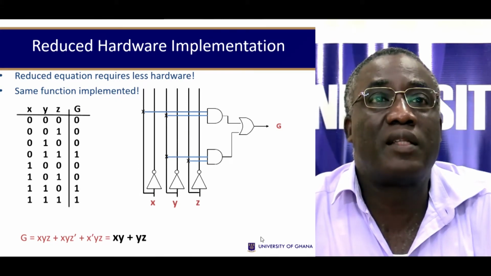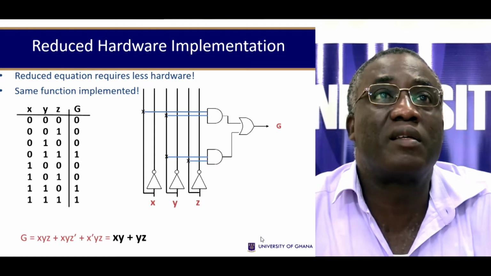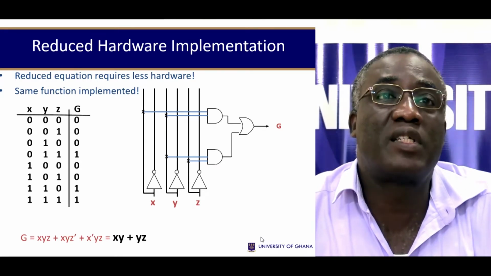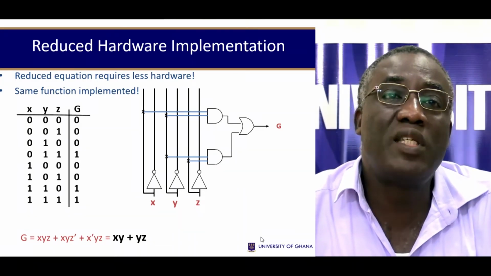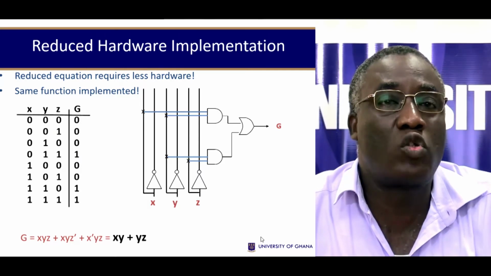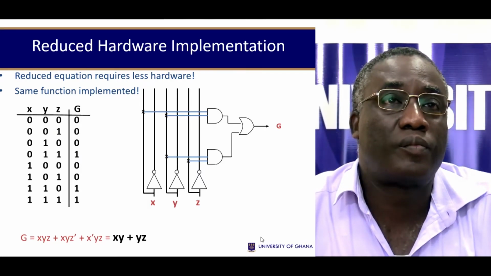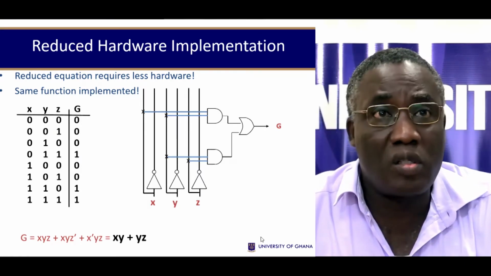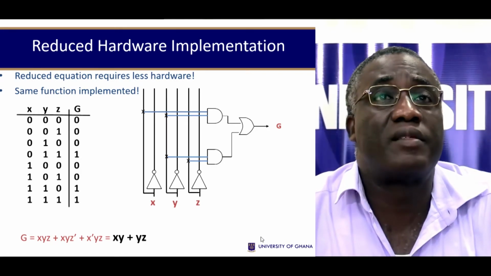So if you did that, then you can show that function can be implemented using just x, y, and yz, which is much cheaper than the previous one. So we can use Boolean algebra to simplify this.